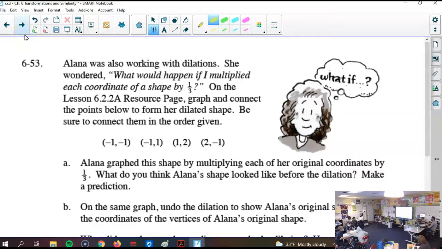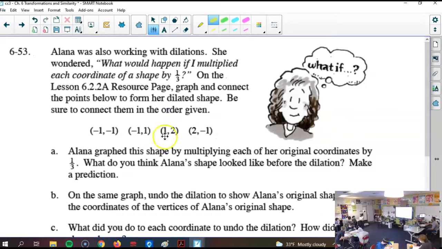All right, so in 53, now be careful. Some of us learned yesterday the hard way how we create our graph. But we already set up a 4-quadrant graph for you because I anticipated that we all need to agree on our axes. Thank you. So plot this shape: -1, -1, -1, 1, 1, 2, 2, -1. And then, of course, connect them.